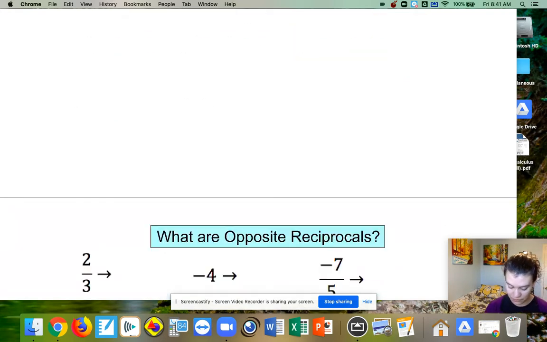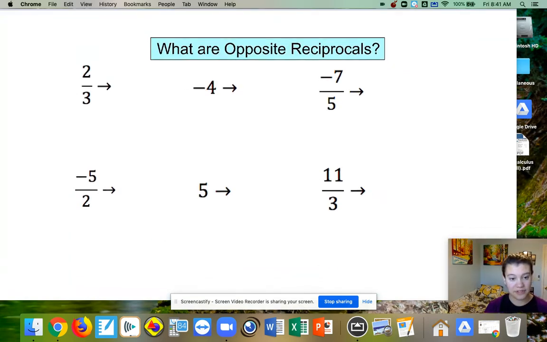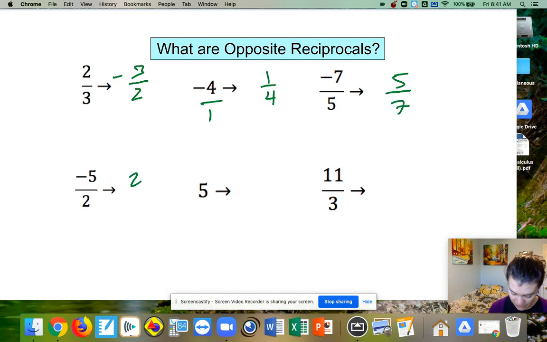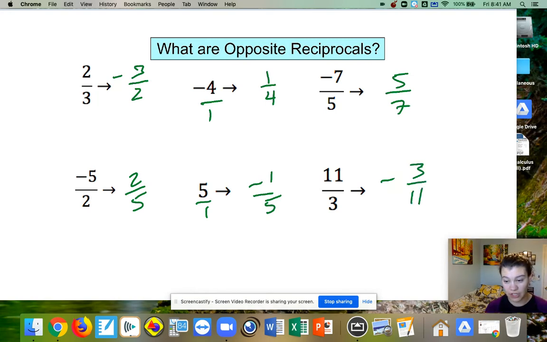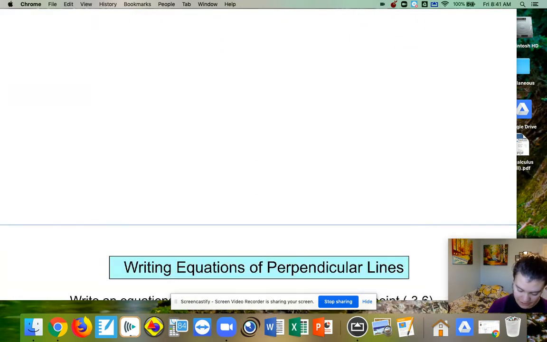So again, we'll do some review. The opposite reciprocal of 2 halves is 3 halves, but negative. Here you have negative 4/1, so you want to make it positive and flip your fraction. Make this one positive and flip your fraction. Make this one positive and flip your fraction. Make it negative and flip your fraction. Same here. So you're flipping your fraction and changing the sign. So we're going to skip this.